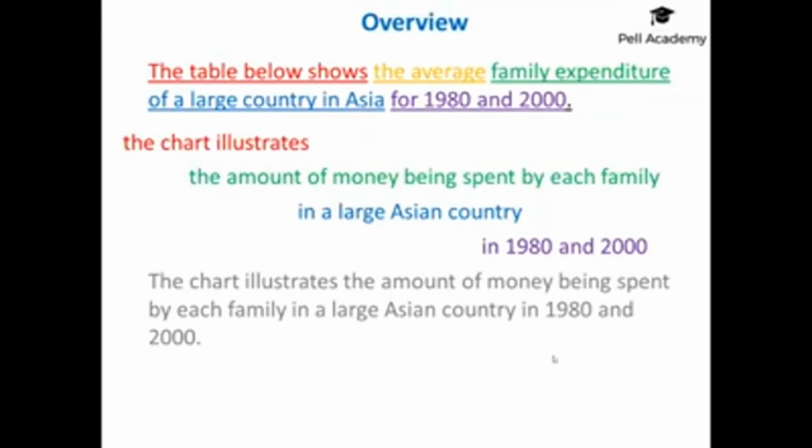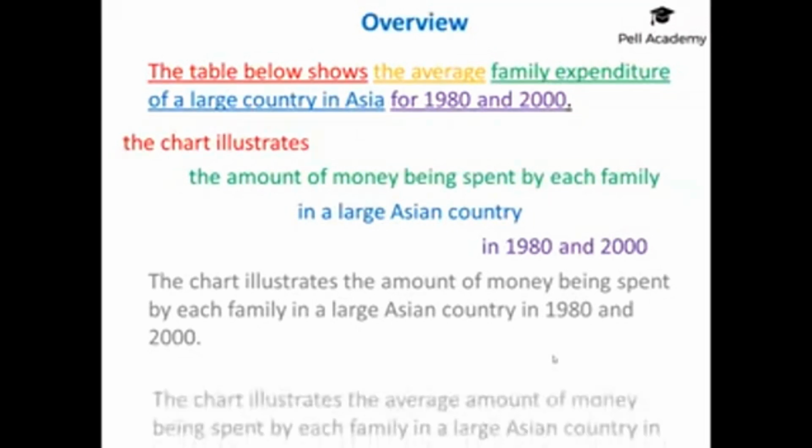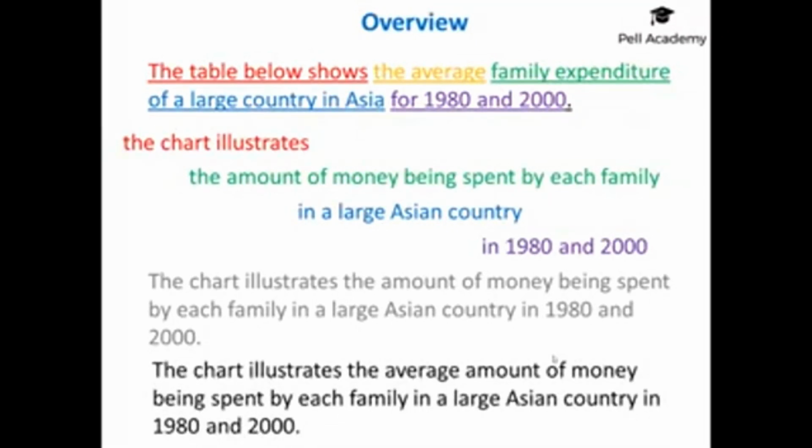So when I was making this lesson, I actually did forget it, so I thought it was a good lesson for you guys just to show you that your language ability isn't necessarily holding you back. There are times that you just won't pick up on something. So I had to pop in the word the average, and now I have a complete and accurate paraphrase. The chart illustrates the average amount of money being spent by each family in a large Asian country in 1980 and 2000. So paraphrase done. We're finished with that, and next is our overview.